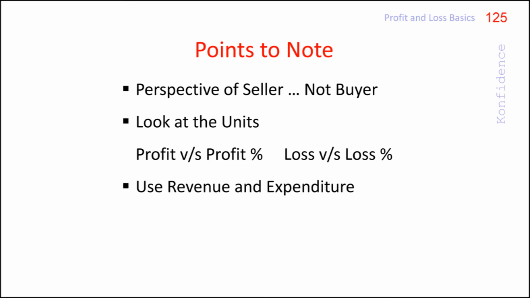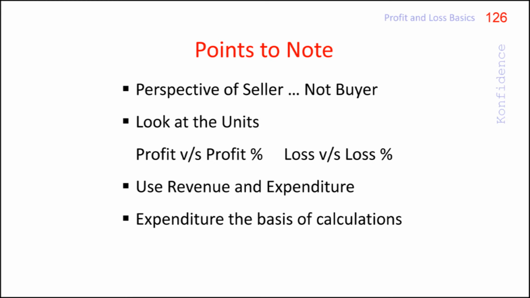Point number 3. Always use terminologies as revenue and expenditure, especially when indirect costs are involved. This presentation has not used those terminologies in order to make sure that you convert the terminology that we have used into revenue and expenditure and work out these problems once again.